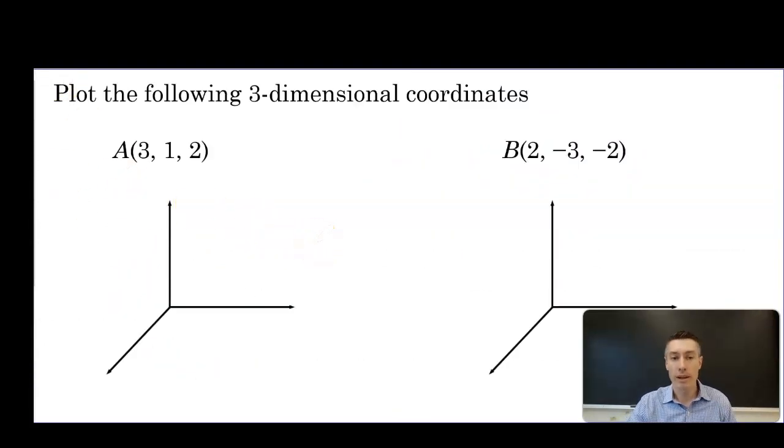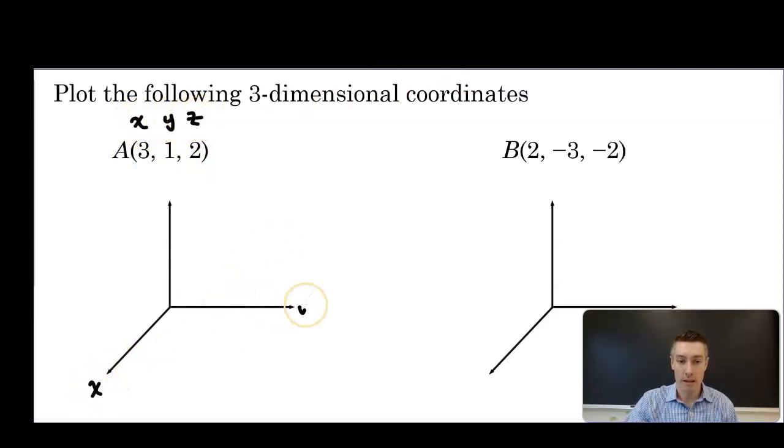Now, plotting points in 3 dimensions is more art than a precise science. In 2 space, it was precise, right? You had to plot a point exactly where it belonged. In 3 space, it's more about the reasoning of getting to the point than where the actual point is. So for instance, if we want to plot the point A, 3, 1, 2, so we have an x, a y, and a z.